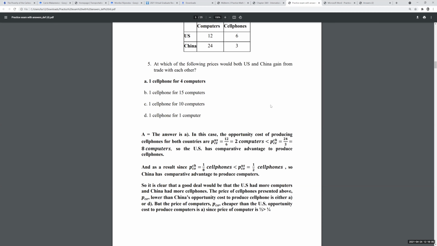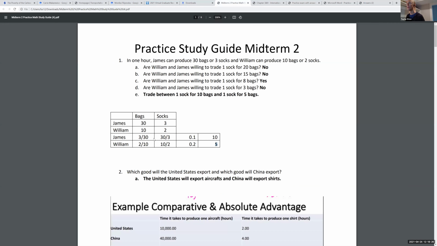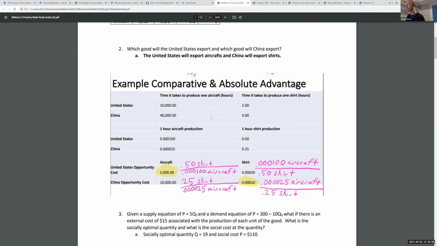Okay, so let me make sure. Okay, I think those are all the questions that everyone's asked. But if anyone else has other questions, feel free to unmute yourself or type into the chat while I'm going to the practice study guide.